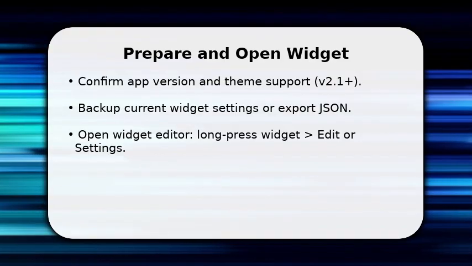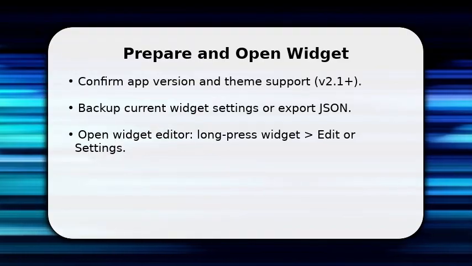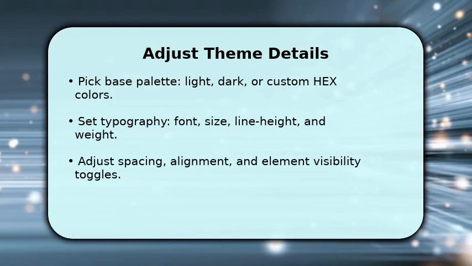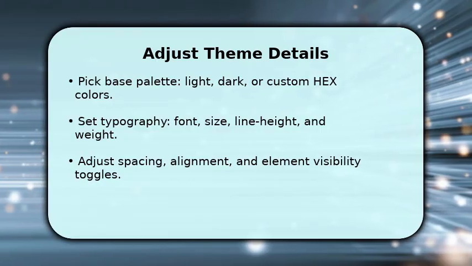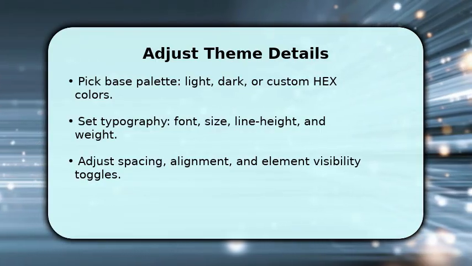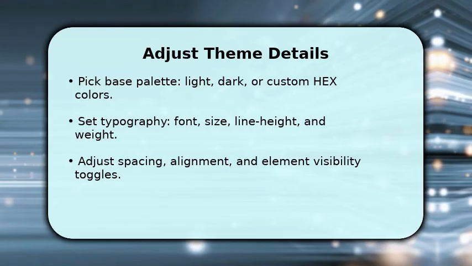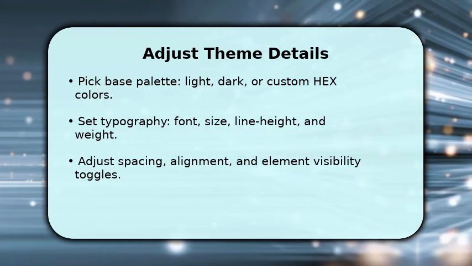Now, with the editor open, locate the Theme or Appearance tab and get ready to select colors, fonts, and layout presets. Next, dive into the detailed controls where the visible change really happens. You pick a base palette first, light, dark, or custom hex values, because contrast drives legibility. Then set typography attributes like font family, size, line height, and weight to match brand or comfort.